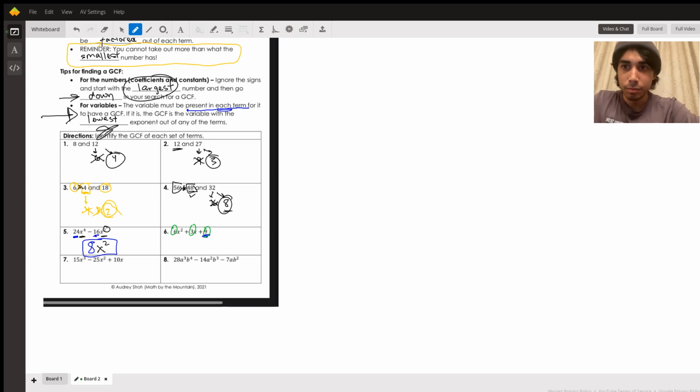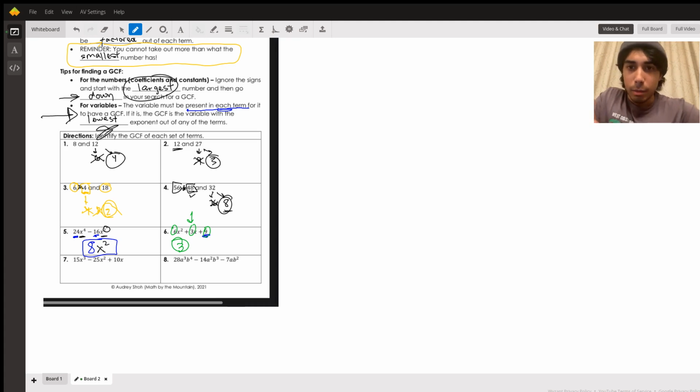Okay, so we're just looking at the largest number that goes into 3, that goes into 6, and that goes into 9. Well, with 3, there's only one option, right? 3. So we got to make sure, does it work? Yes, it does, because 3 goes into 6 and 3 also goes into 9. So the greatest common factor for this one is just 3.